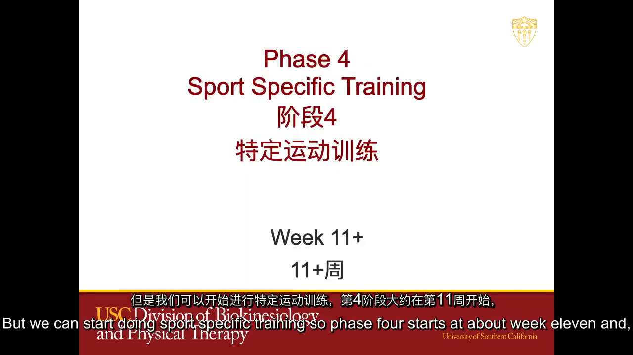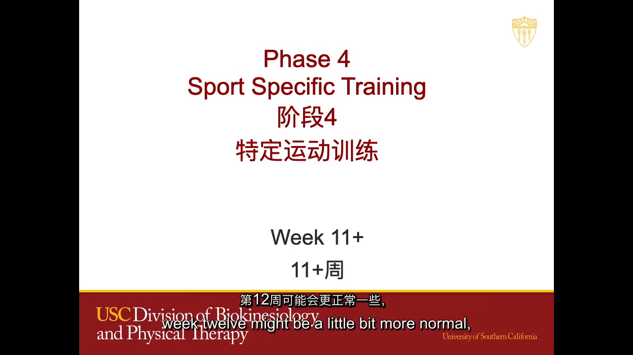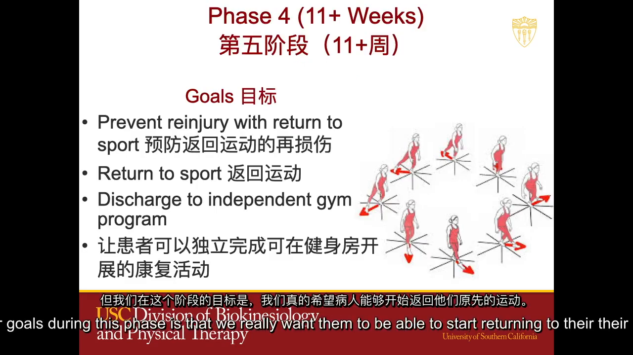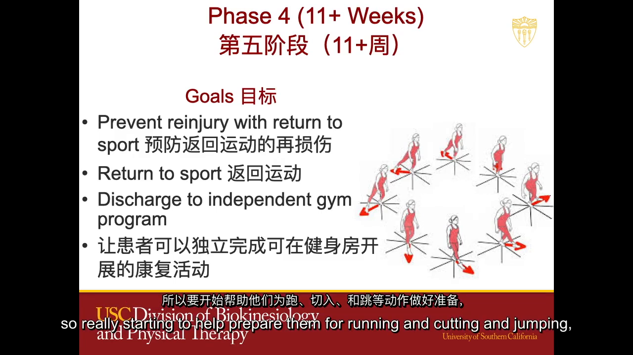But we can start doing sport-specific training. So phase 4 starts at about week 11. And I would say week 12 might be a little bit more normal. But our goals during this phase is that we really want them to be able to start returning to their sports. So really starting to help prepare them for running and cutting and jumping.